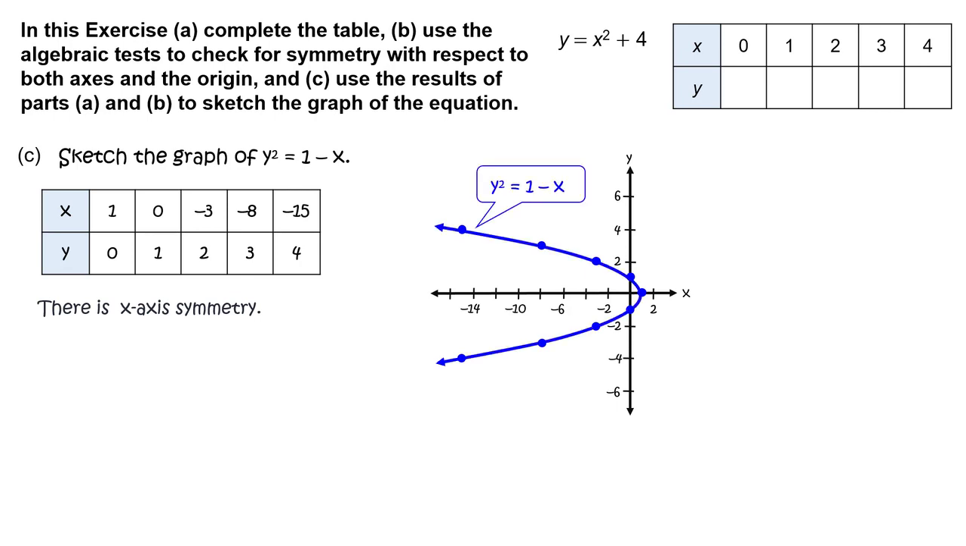To sketch the graph of y squared equals 1 minus x, draw a smooth curve through the plotted points.